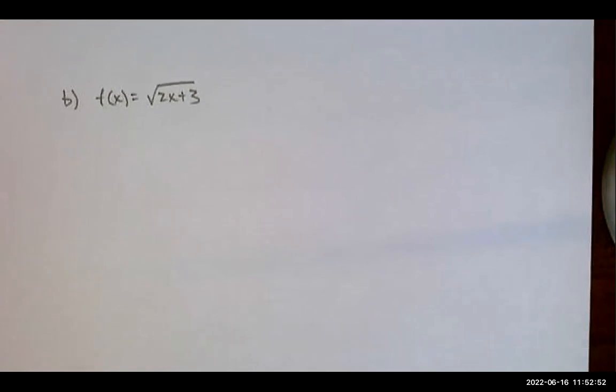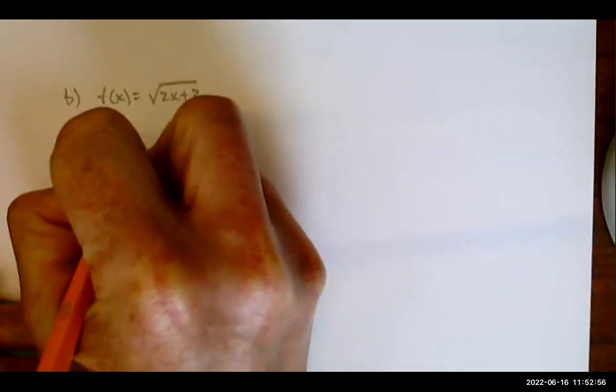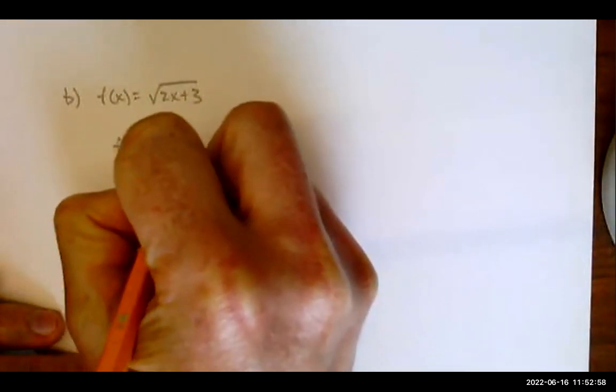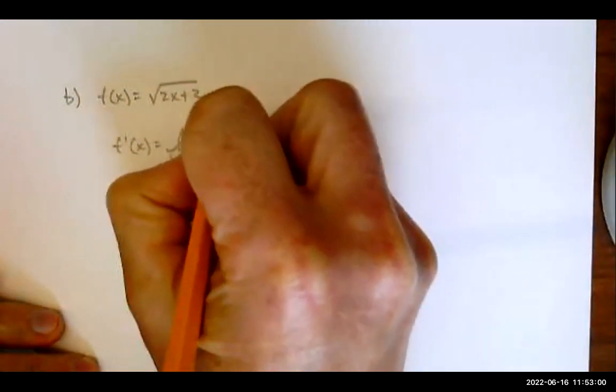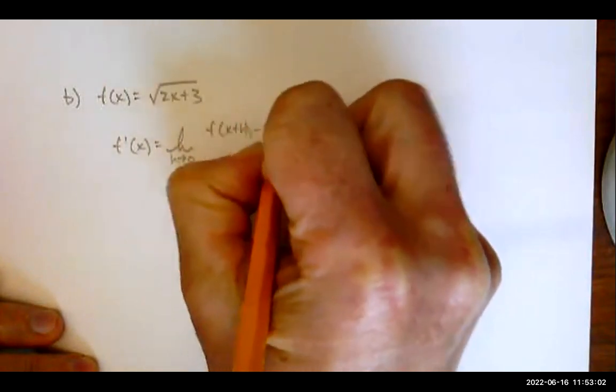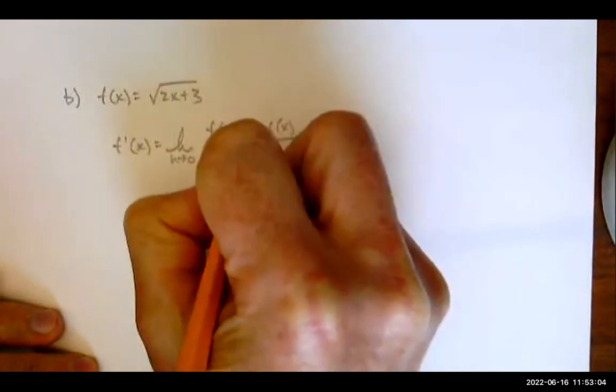Let's do another one. Part B. Let's have the square root, f of x equals the square root of 2x plus 3. Interesting. Okay. So our formula: the limit as h approaches 0 of f of x plus h minus f of x, all over h.